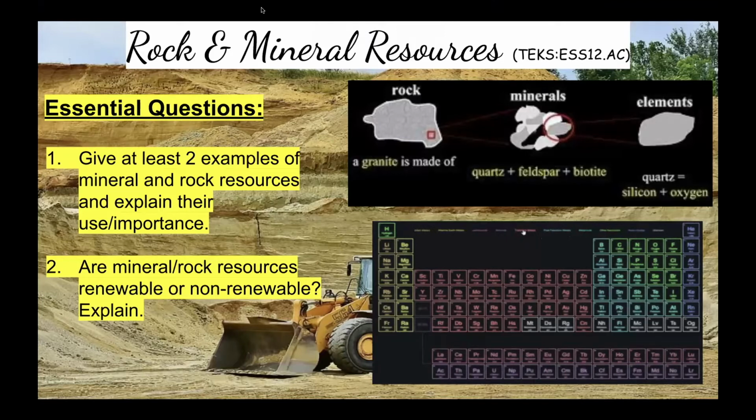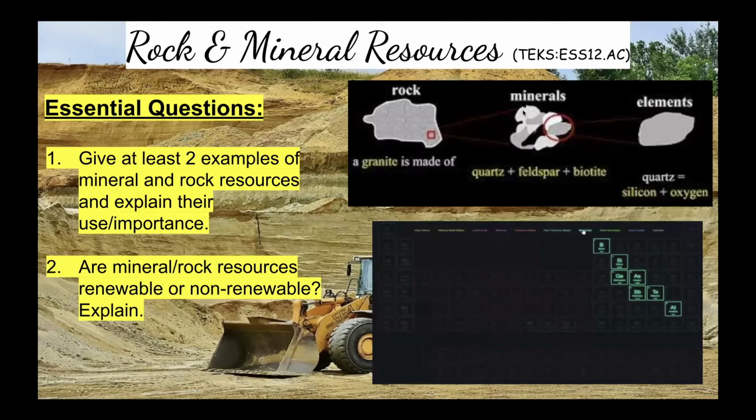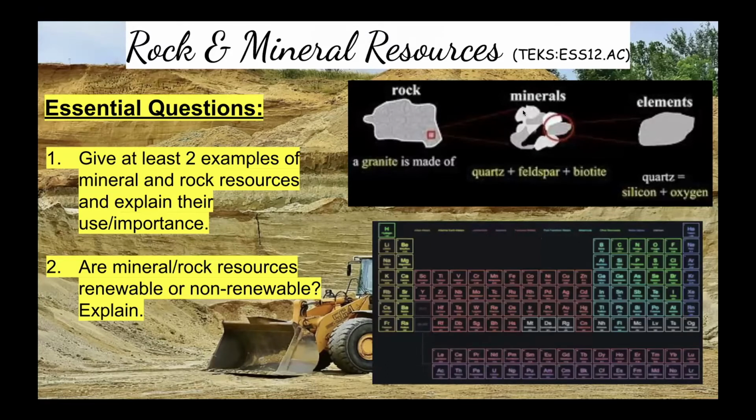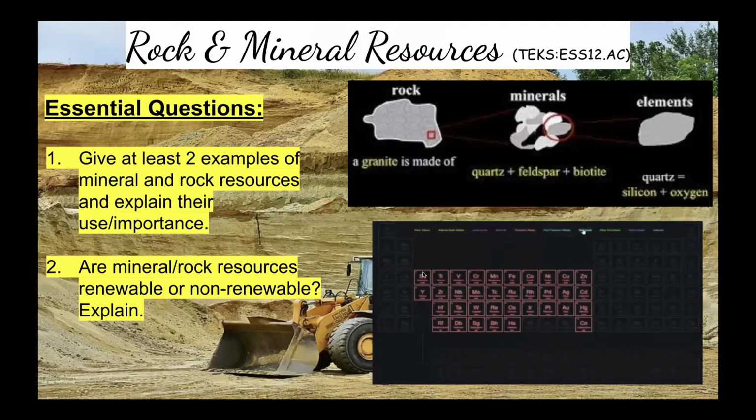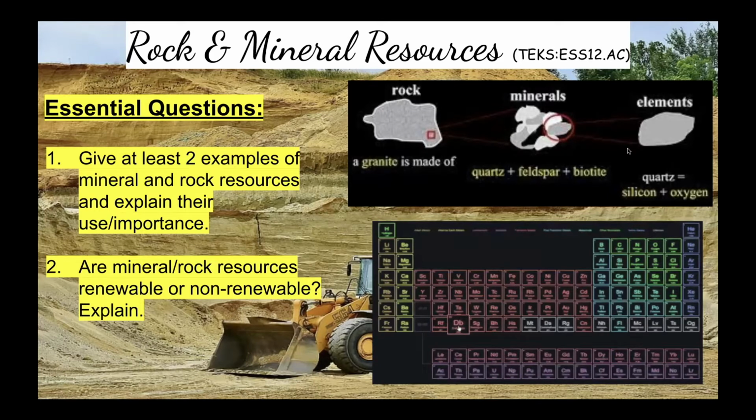So just some background. Remember, rocks are made out of smaller things called minerals, and minerals are made out of even smaller things called elements. And if you remember back from 8th grade, think of your elements in the periodic table. So we're going to be discussing the uses of rocks, minerals, and elements today. All of these are things that we can mine from Earth's crust.